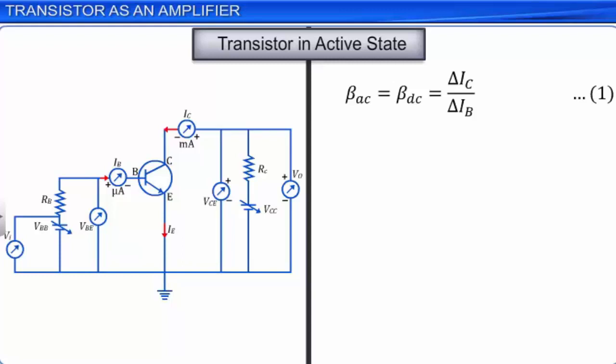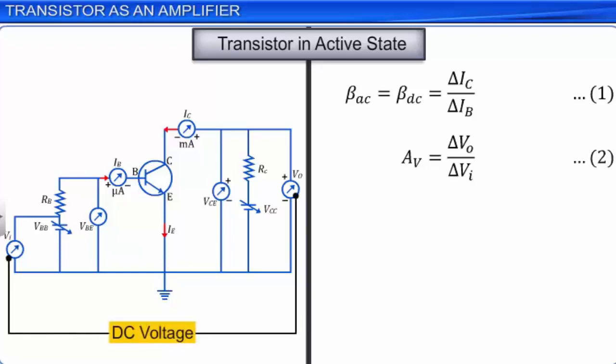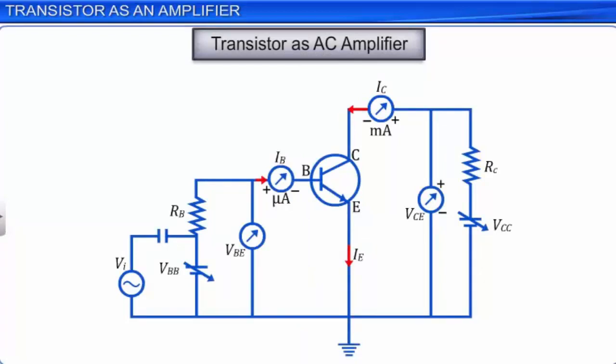And the voltage gain AV is equal to delta VO by delta VI. Let this be equation 2. These expressions are applicable to the transistor as an amplifier of DC voltage. Now let us look at the transistor as an amplifier of AC voltage. An AC sinusoidal wave representing input voltage VI superimposes over the supply voltage VBB for the base emitter circuit. The input AC voltage VI causes sinusoidal variations in the base current IB. The sinusoidal variations in the base current IB introduce corresponding sinusoidal variations in the collector current IC.